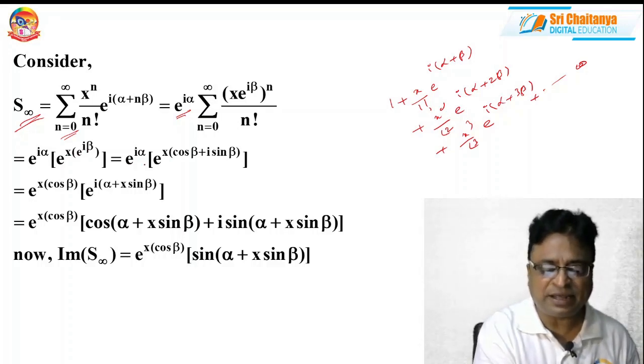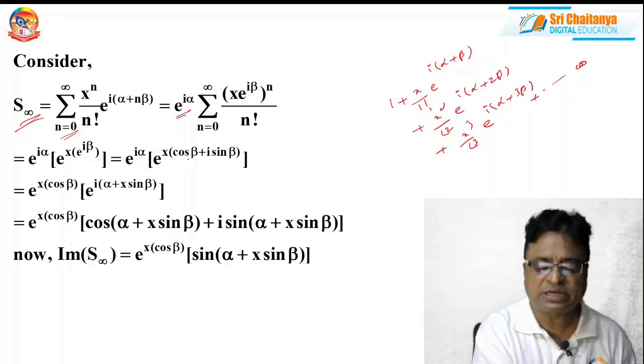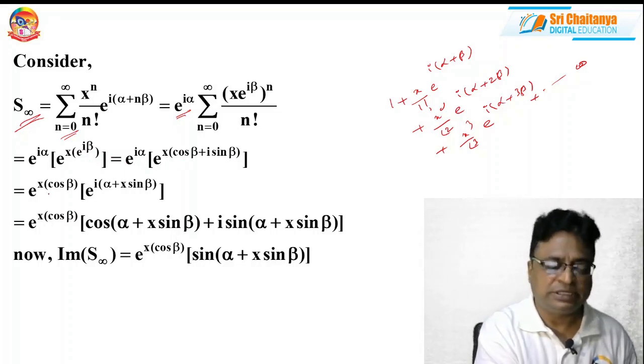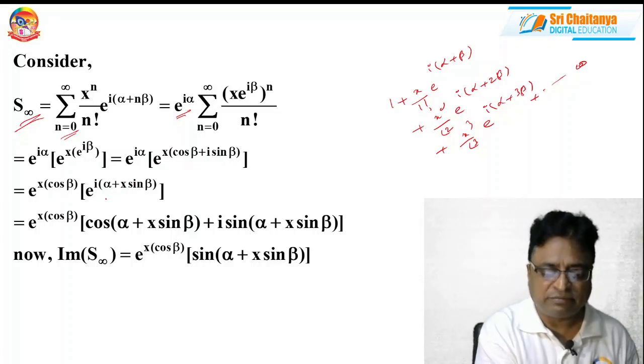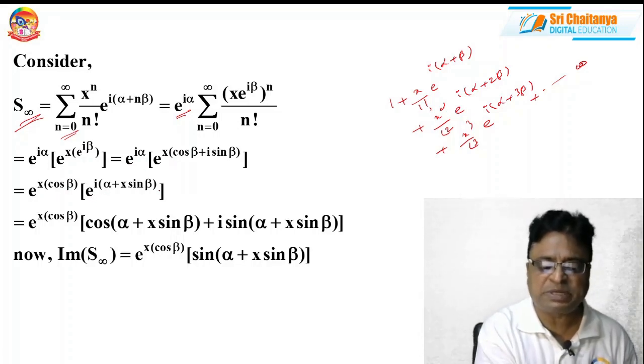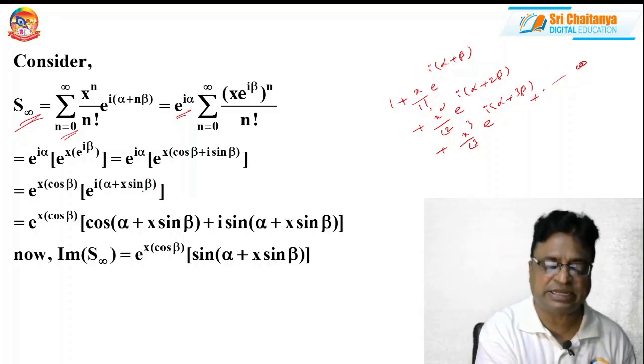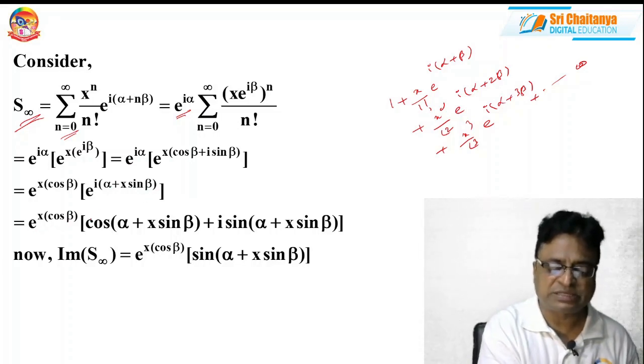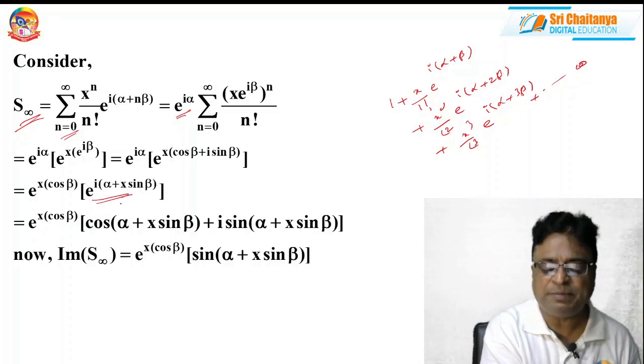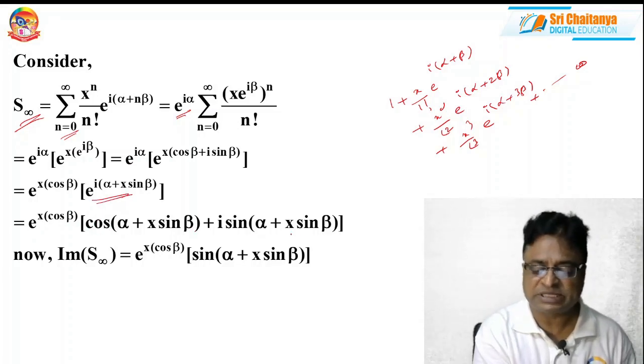Again e power i beta, that is e power i alpha into x into e power x into e power i beta, which means cos beta plus i sin beta. Separating both, I can write it as e power x cos beta into e power i into (x plus alpha plus x sin beta). So e power x cos beta into, now it is in the form of e power i theta, that is cos theta plus i sin theta.